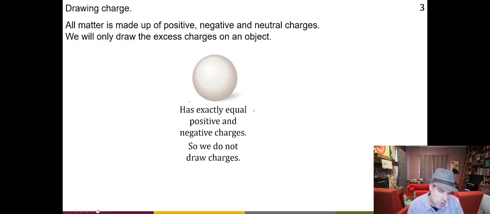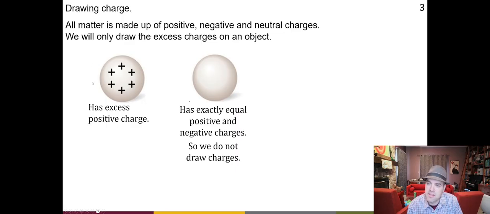Now, I'm going to draw some charges here in the next few slides, and I want to highlight something. All of matter is made up with a huge amount of positive and negative charges. But typically, all those charges are neutral, meaning there's just as many positives as negatives. When that's the case for this metal sphere, I'm not going to draw any charges on it. Even though it's made up of a bunch of positive and negative, it doesn't have any excess charges.